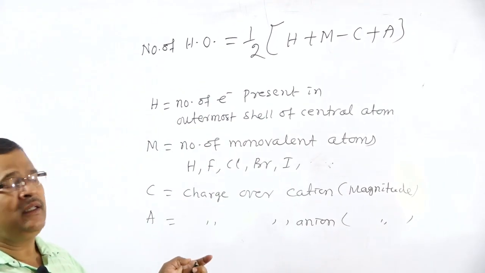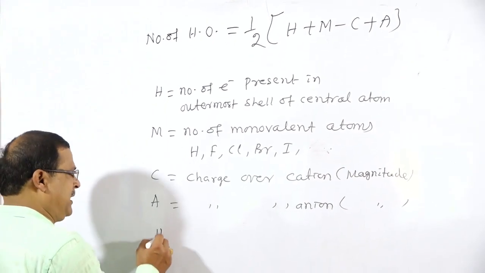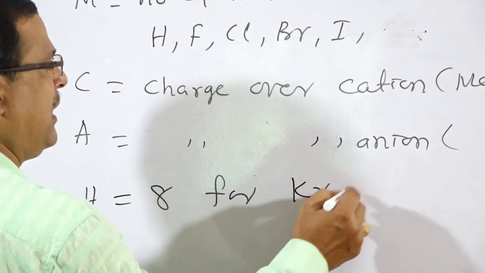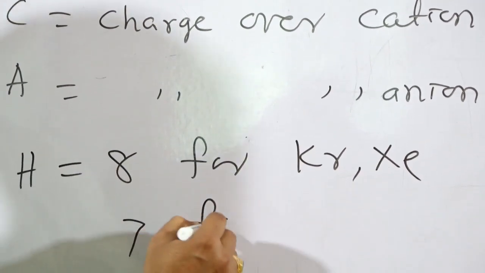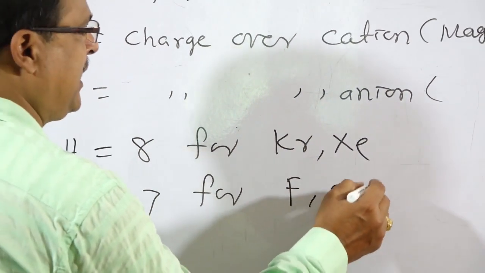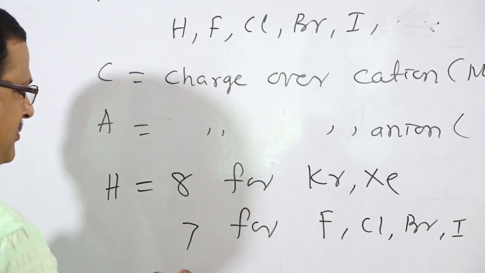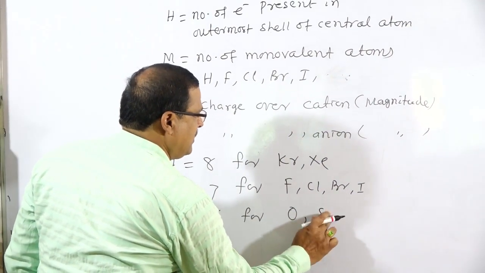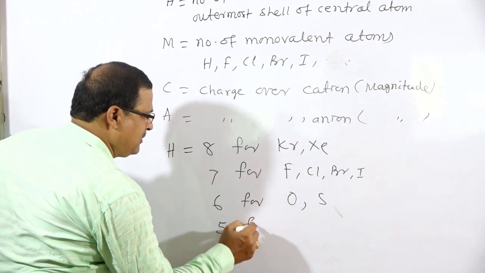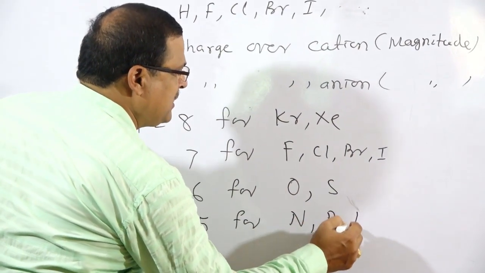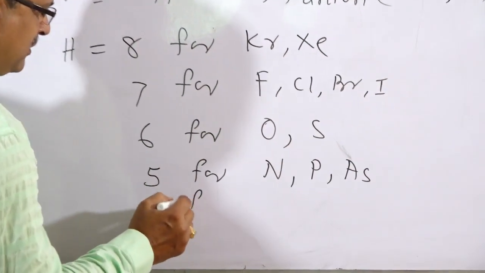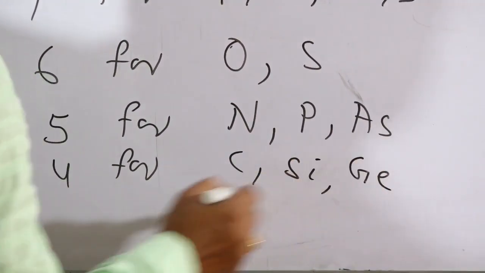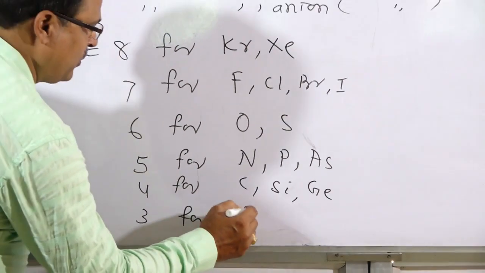For example, H is equal to 8 for krypton and xenon, 7 for F, Cl, Br, I, 6 for oxygen, sulfur, etc., 5 for nitrogen, phosphorus, arsenic, 4 for carbon, silicon, germanium, and 3 for boron, aluminum.